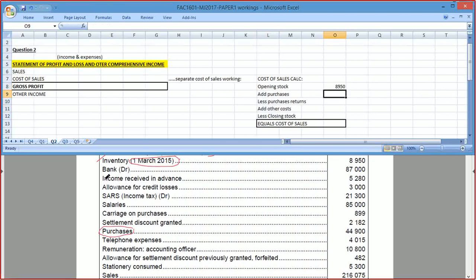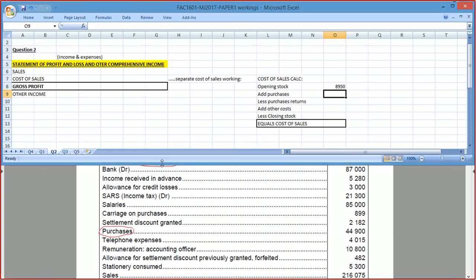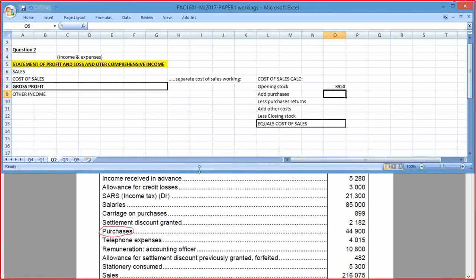Okay, do I need bank? No, bank is an asset. Oh, yeah. Income received in advance. Do I need it? Yes, it's income. No, it isn't. Income received in advance is a liability. Why? Because you paid for something you haven't yet done.